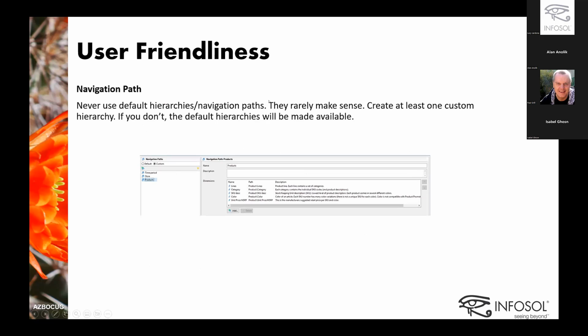Okay, and then this just talks about navigation paths. So I recommend never using that default hierarchy navigation path option. It never really makes sense, or it's never made sense to me. So what I recommend is to create at least one custom hierarchy, because if you don't, it will set a default hierarchy. This will help if you're doing a drill down or something. It defines the path of that drill down.